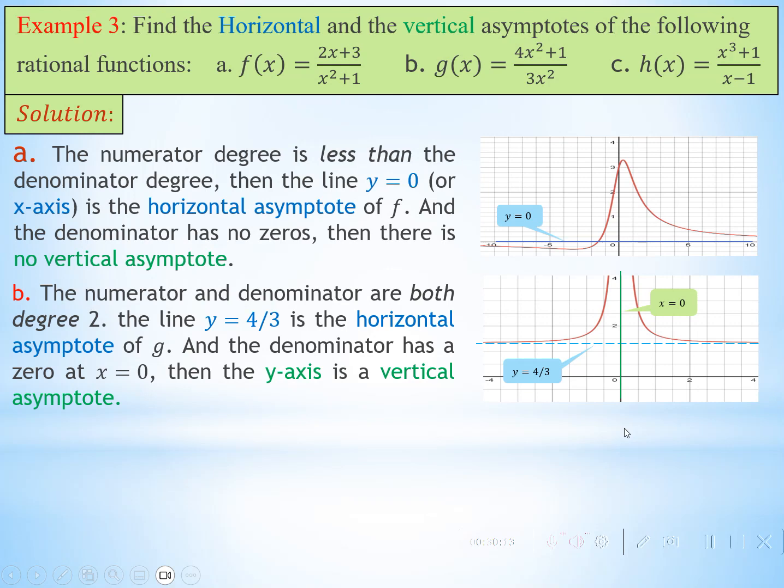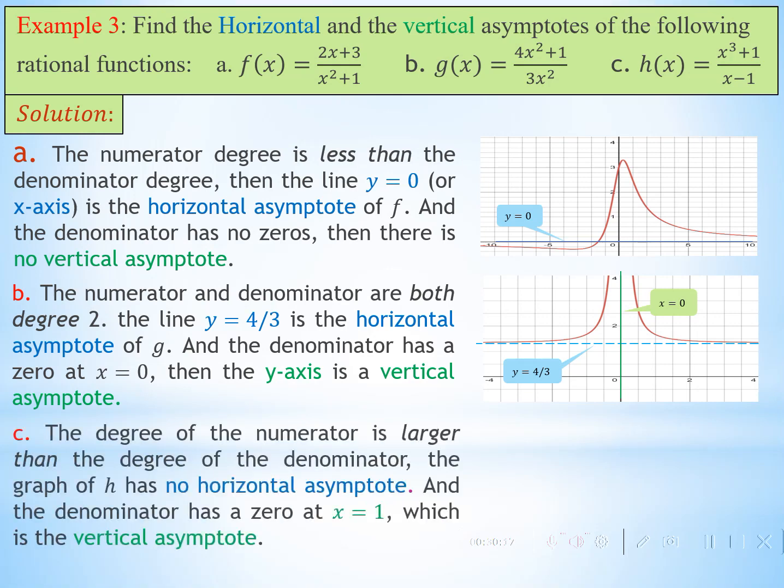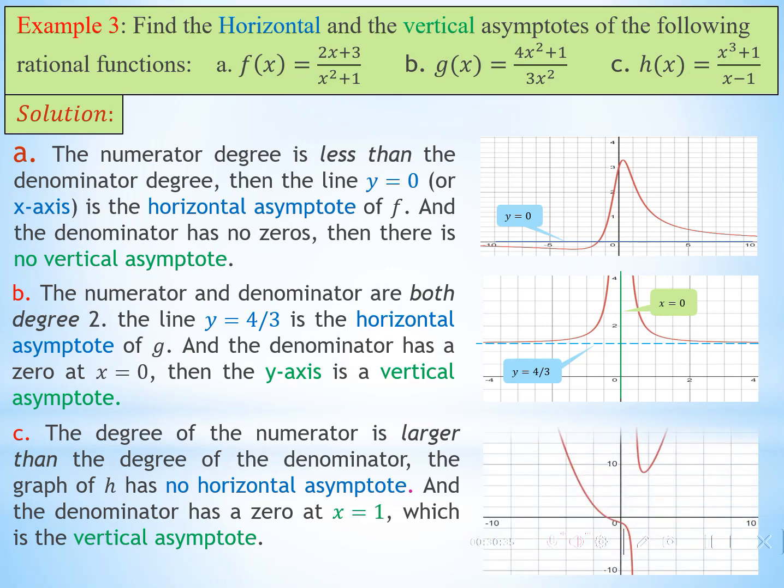Okay. The last part, part C. The degree of the numerator is larger than the degree of the denominator. The graph of h has no horizontal asymptote. Okay. And the denominator has a zero at x equals 1. So x equals 1 is a vertical asymptote. And this is the graph. No horizontal asymptote. And at x equals 1, there is a vertical asymptote.